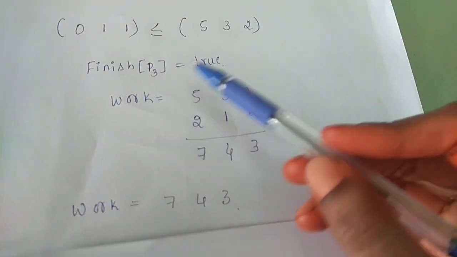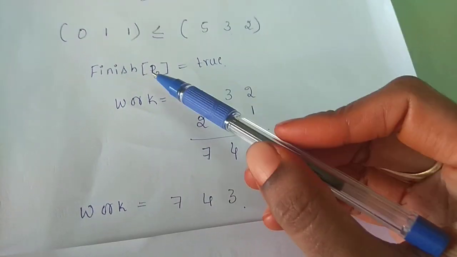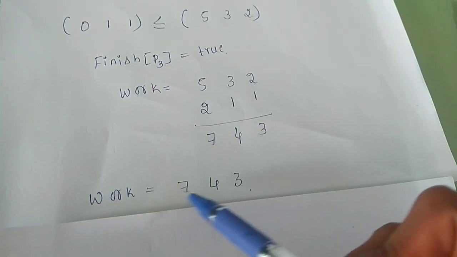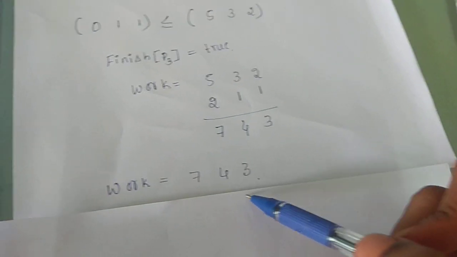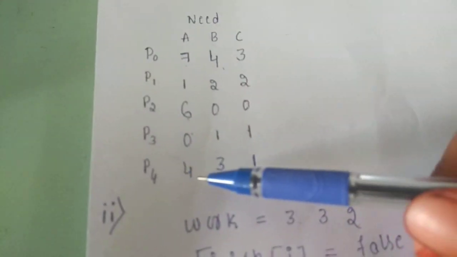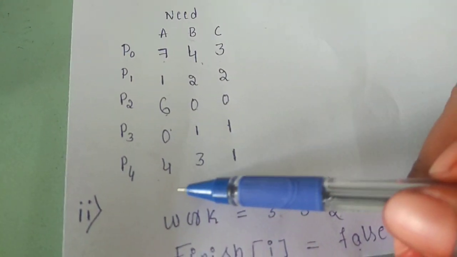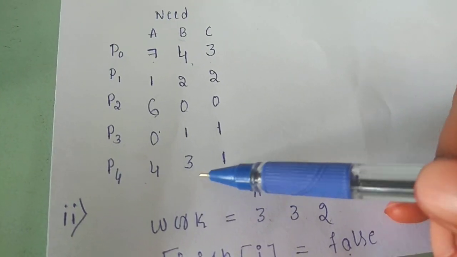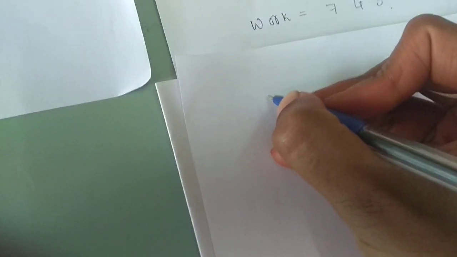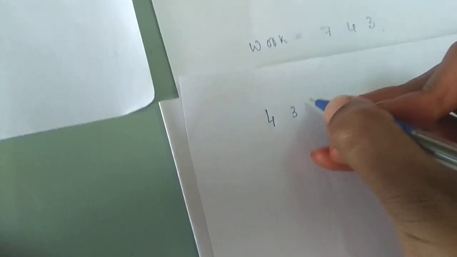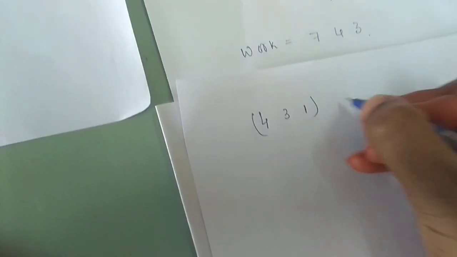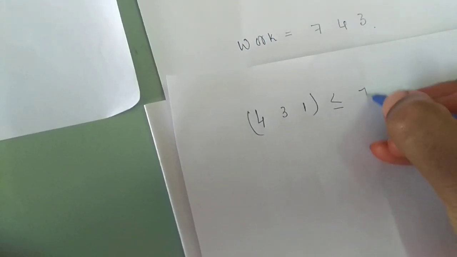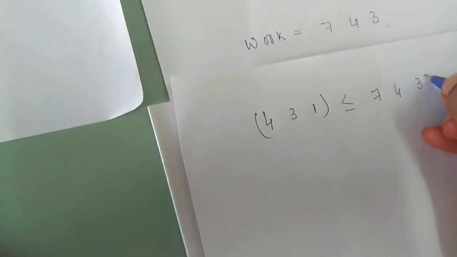We completed process P3. So after completing process P3, work was updated to 7, 4, 3. Now check for the next process in the table, that is process P4. After P3, process P4 is there. Write the need of process P4. So the process P4 need is 4, 3, 1, and the updated work is 7, 4, 3.